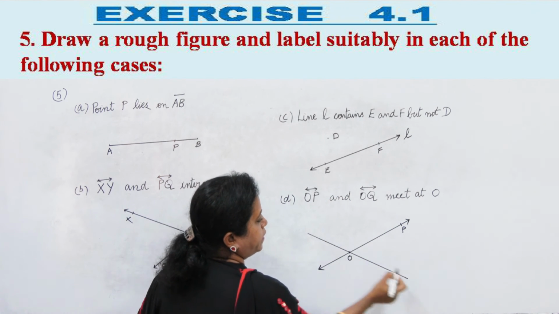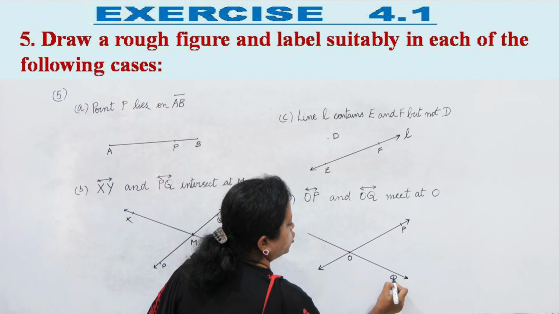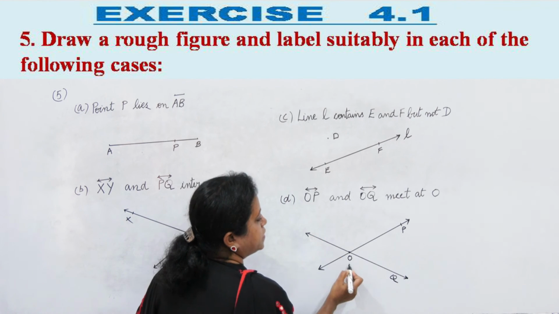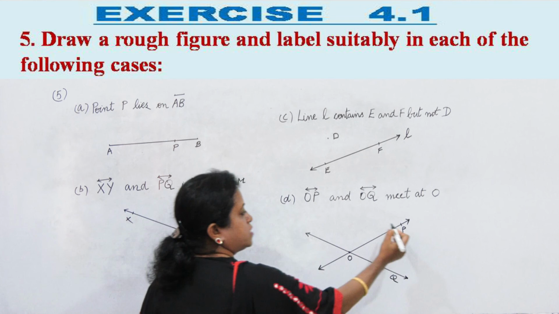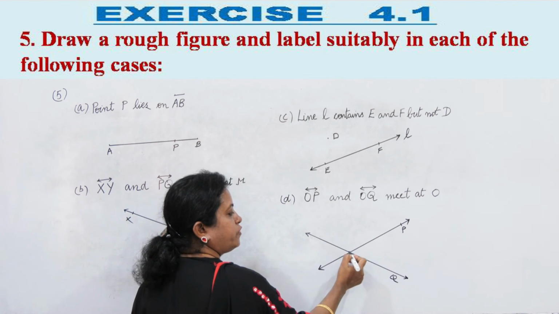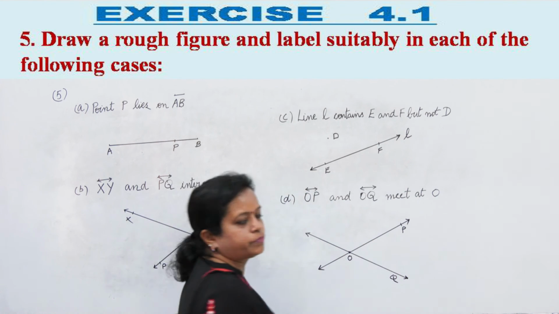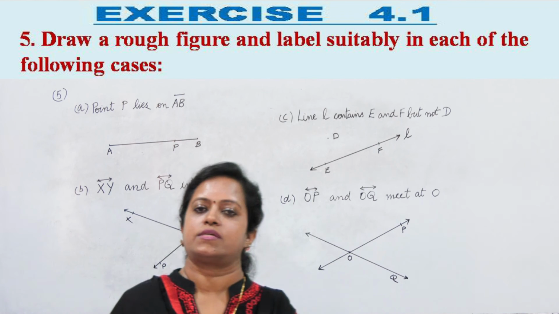Already O is written there. So I will write here Q. So how will I name this line? This line is OQ and this line is OP, and both of them meet at a point O. Hope children, you are clear with this question.